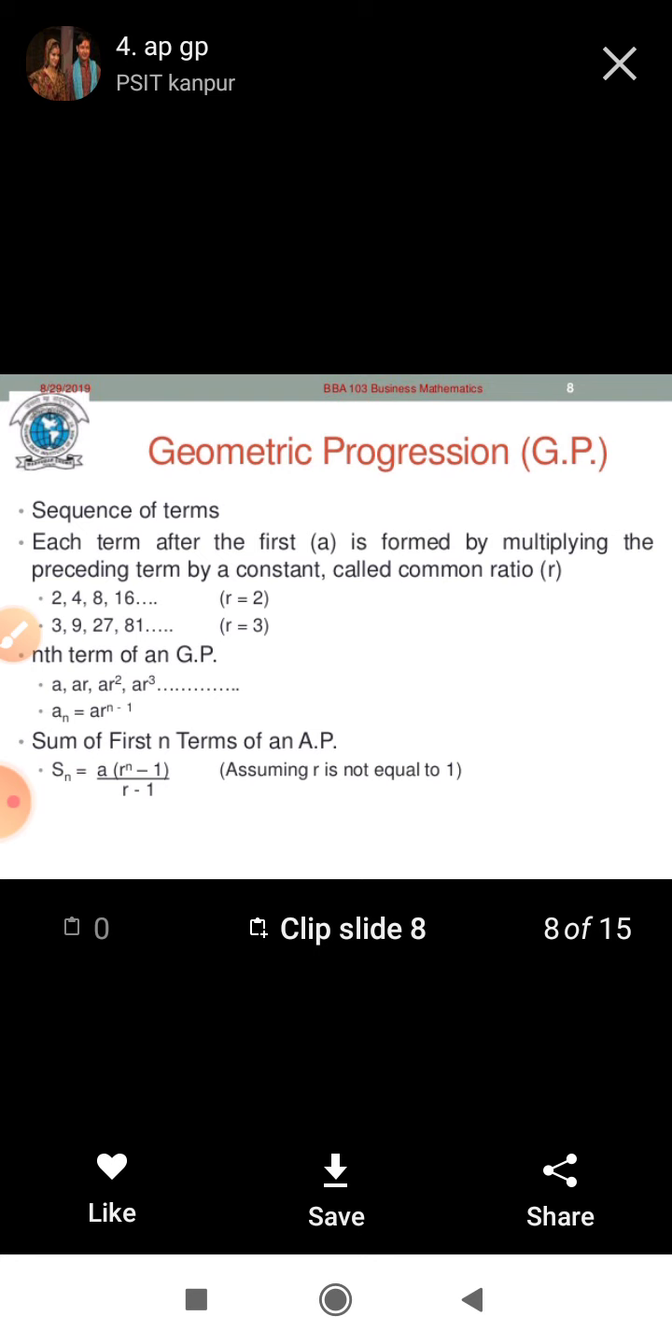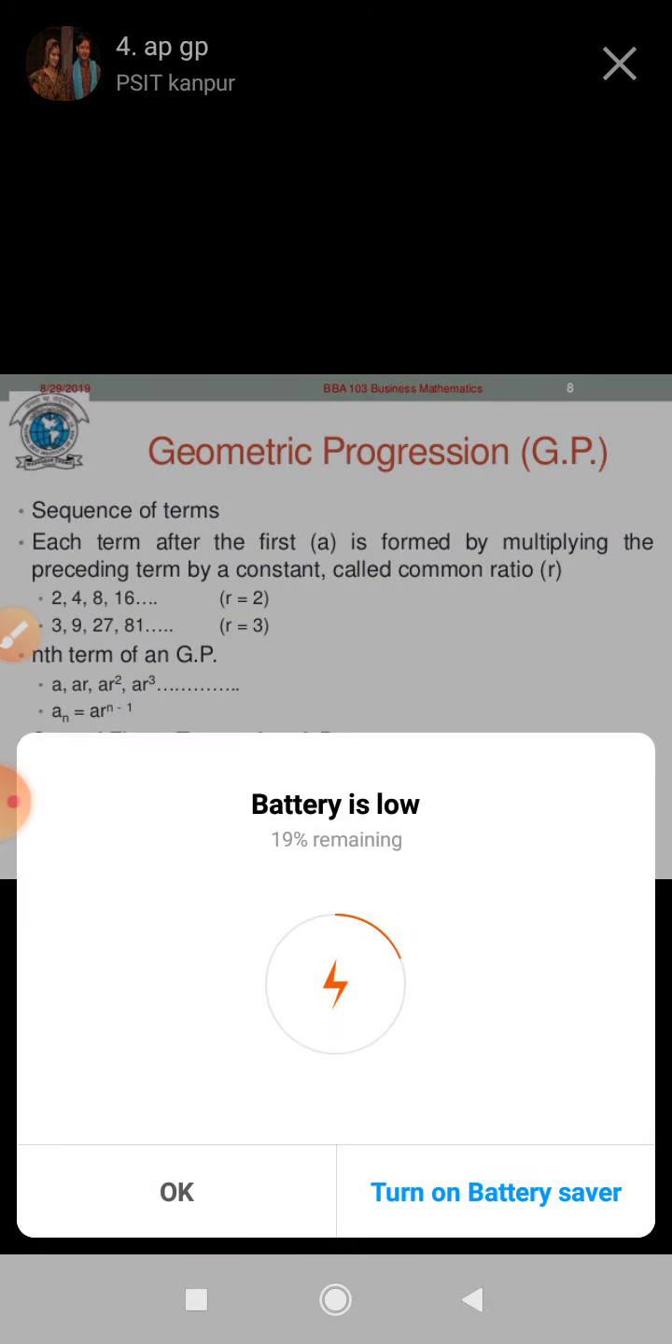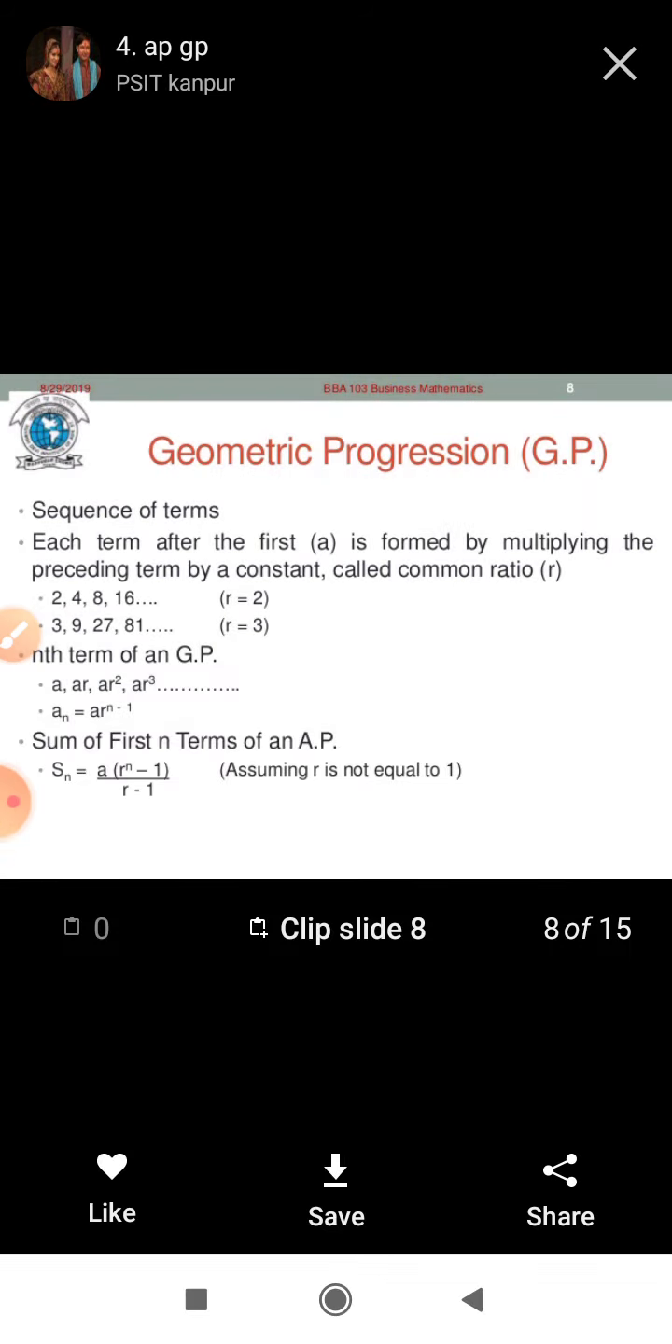If any series is multiplied by a number and we get successively the next term, like 2, 4, 8, 16, here r is equal to 2. If 2 is multiplied by 2, we get 4. Again 4 is multiplied by 2, we get 8. Again 8 is multiplied by 2, we get 16. In a similar way, 3, 9, 27 and 81. Here the common ratio will be 3. It is because if we multiply by 3 successively, we get the same series.